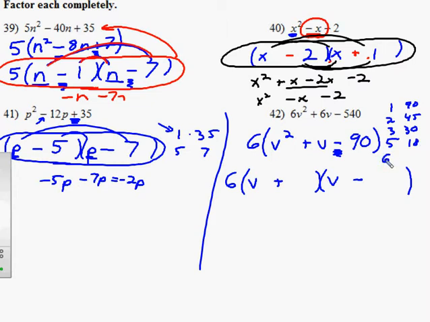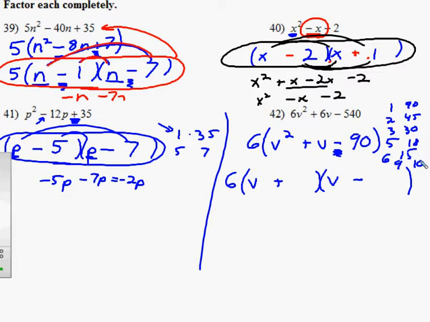6 and 15, 7 doesn't work, 8 doesn't work, and then 9 and 10. And so once you get good at these, you might realize these faster, especially when there's just a 1 out here. They're easy to factor.